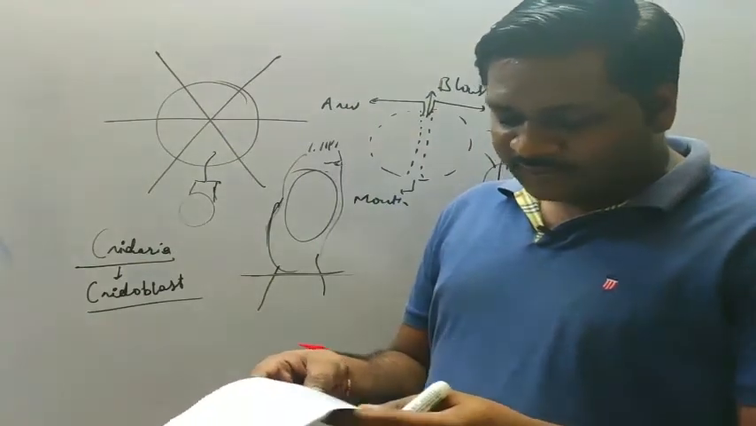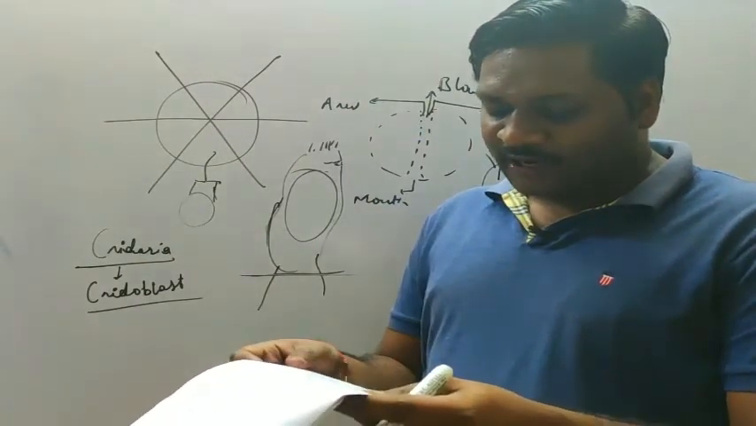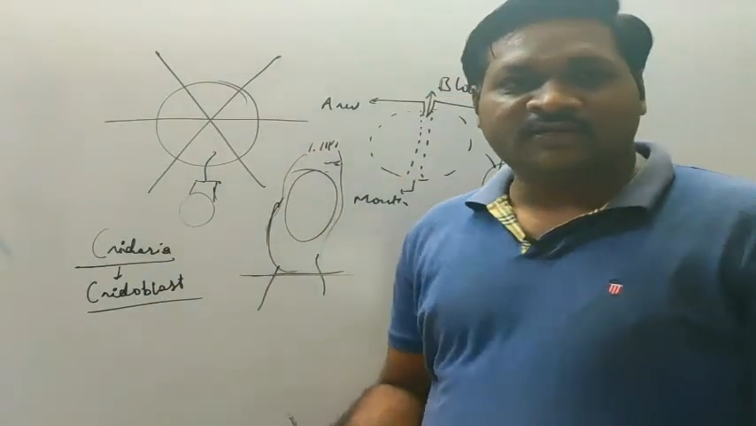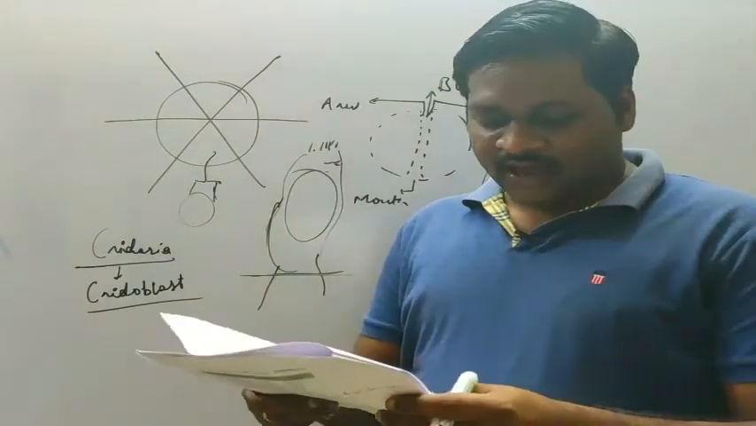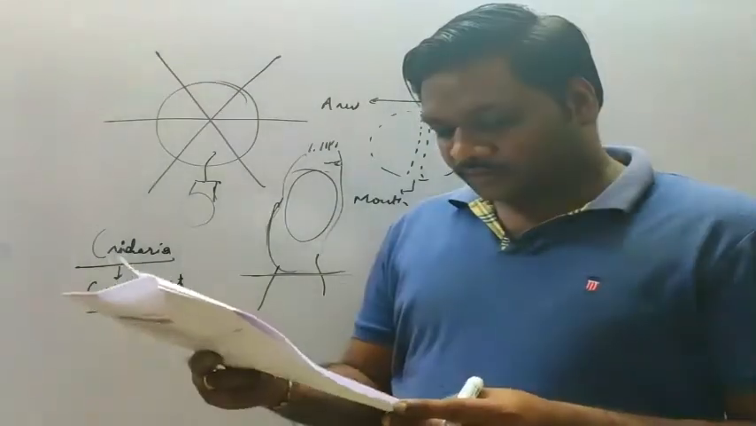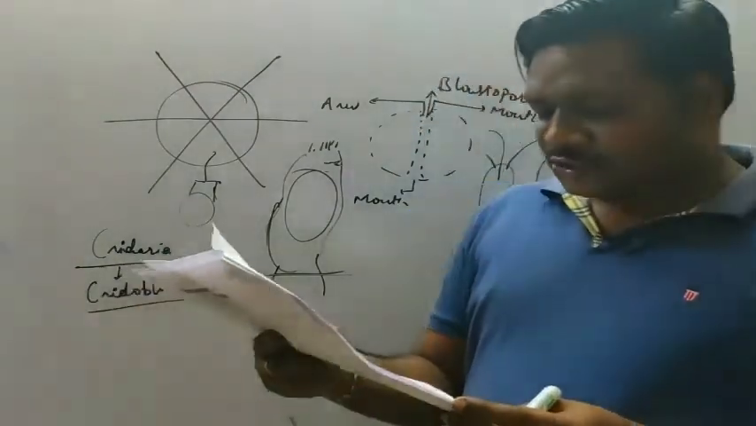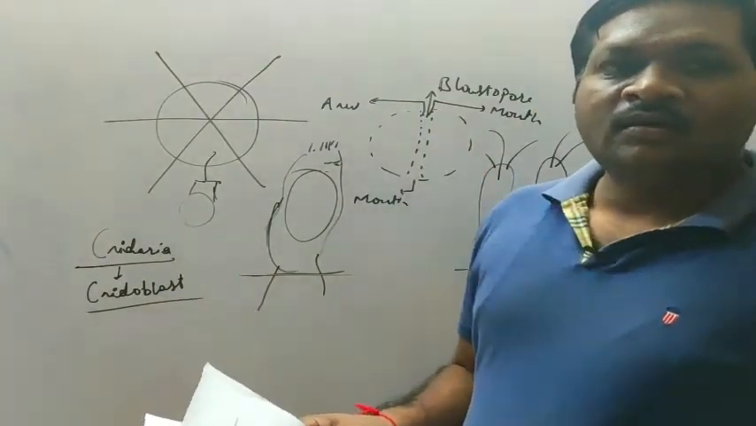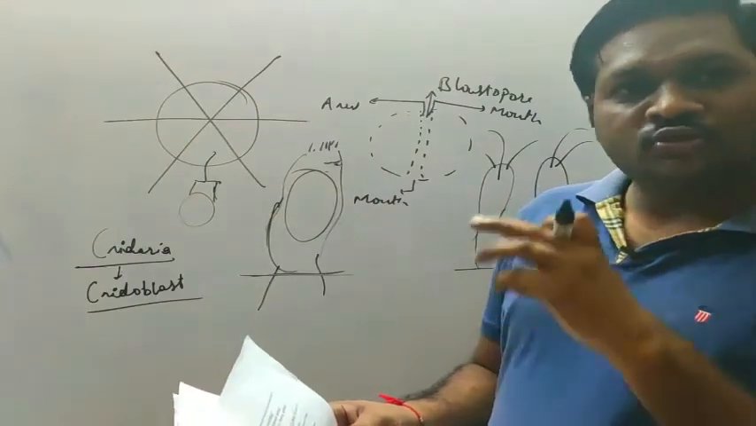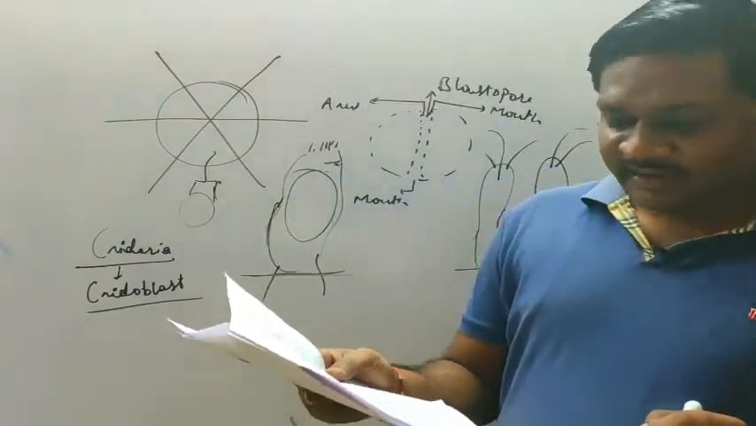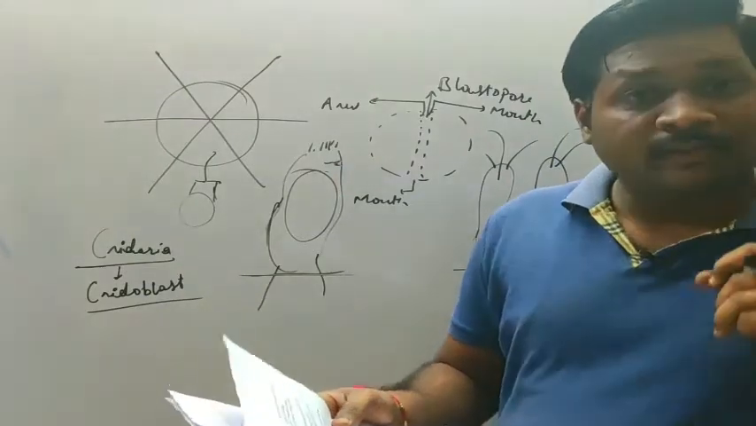The next, which of the following is not a character of phylum Ctenophora? So we have to consider the characteristic features of the Ctenophora and find out the odd one. See here, they are exclusively marine and show radial symmetry. Ctenophora means the sea walnut or the comb jellies. So the body is oval. They have the radial symmetry, of course. They are found in the marine water.